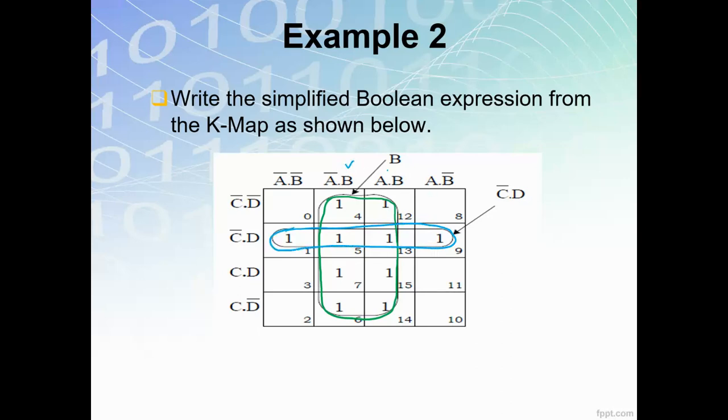So in this column you have A bar dot B and A dot B, so A is eliminated, and this one of course is all 1. So you get B as the expression. Then for these loops, all these columns will be eliminated as they are 1, and this row is involved, which is C bar dot D. So therefore your answer should be Y equals B plus C bar D.